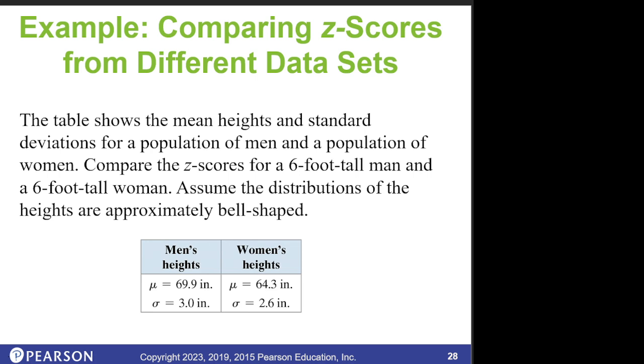So let's come over here, and we're going to write our two data sets. So we have that the mean height of men in inches is 69.9 inches with a standard deviation of 3.9 inches.